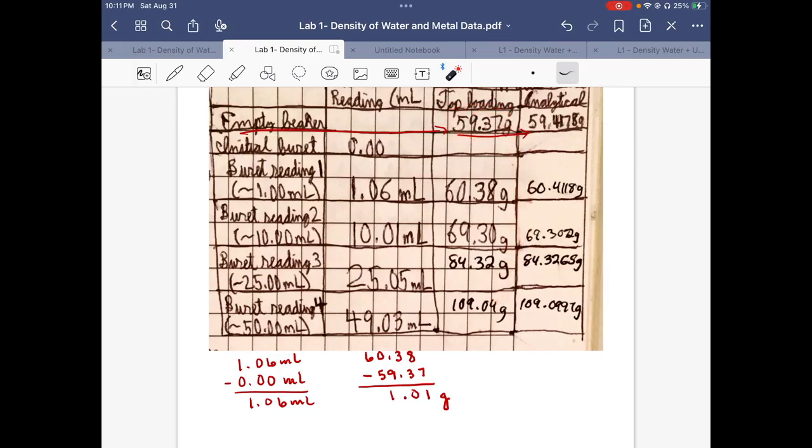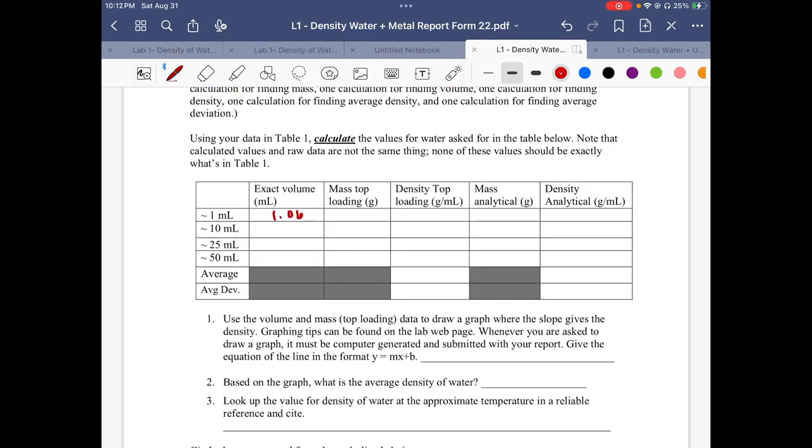And you're going to continue that for the top loading and the analytical. And then of course you'll show me the density, where density is equal to mass over volume. So you're just going to take your mass value and divide it by volume, and you should get approximately 1 gram per mil for each of these. And you're going to fill out this table.